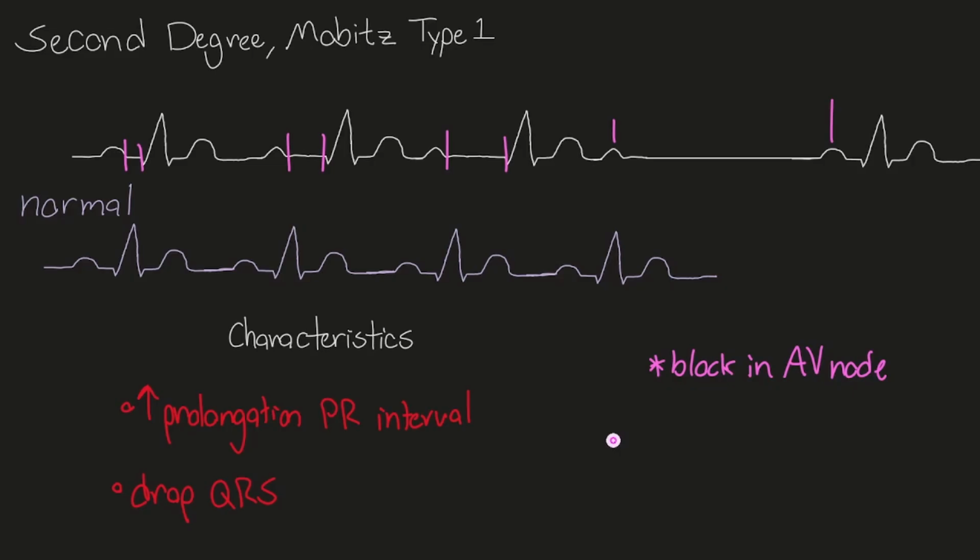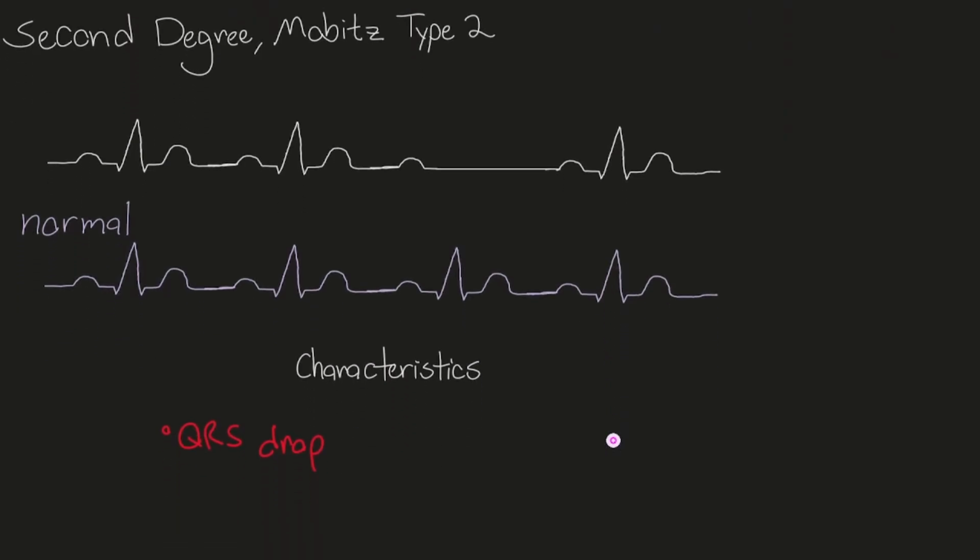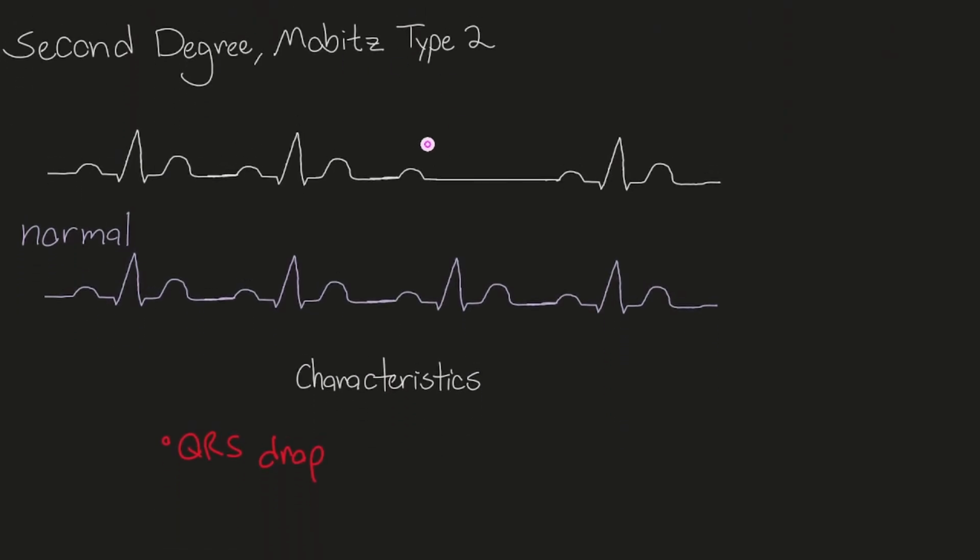Now we can go to our second degree M2 type. The first thing people will notice again is this drop of a QRS complex. So that's what makes both of these second degree blocks, this QRS complex drop. Now what's the difference here between Mobitz type 2 and Mobitz type 1? Well, the PR intervals here stay constant. So there's no prolongation, elongation, whatever you want to call it, of our PR intervals. They stay constant like our normal ones do, and they're not long.